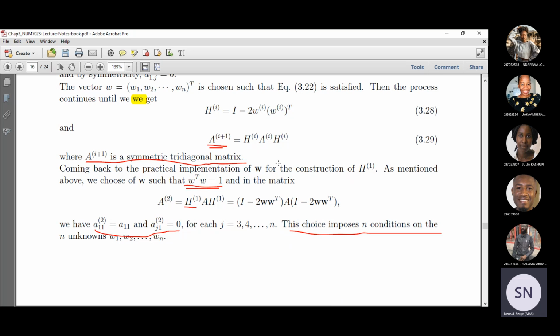Remember, W is in Rn. W being in Rn has n components: W1, W2, up to Wn. So these are the entries of W. We need to impose conditions on these and solve, and obtain a system that would allow us to get our W's. So that's exactly what we will be doing.